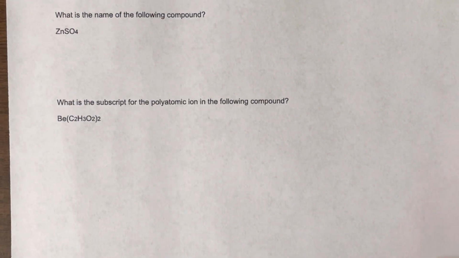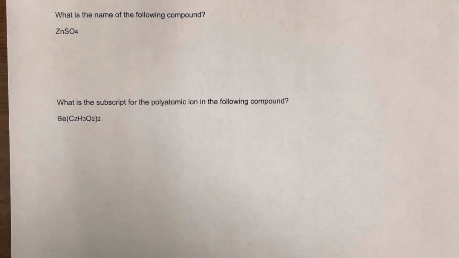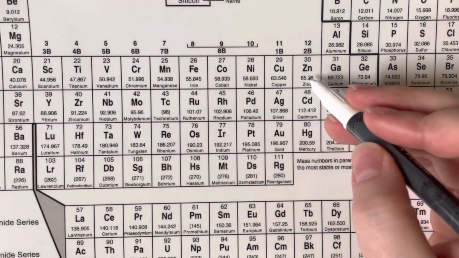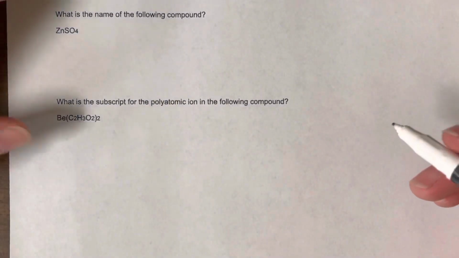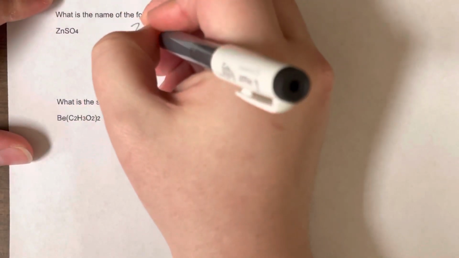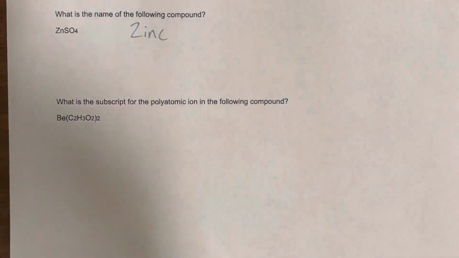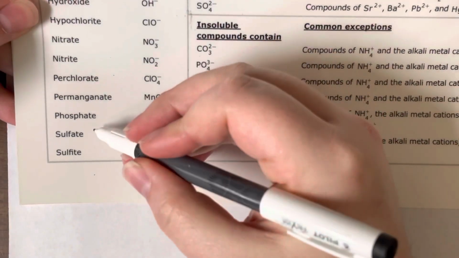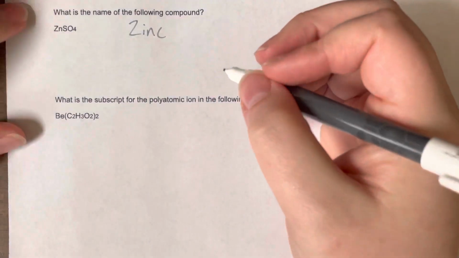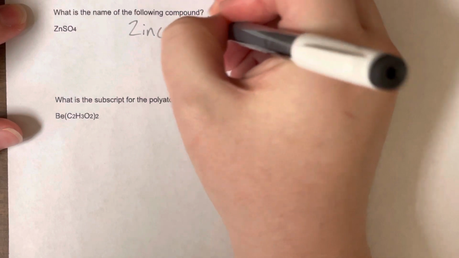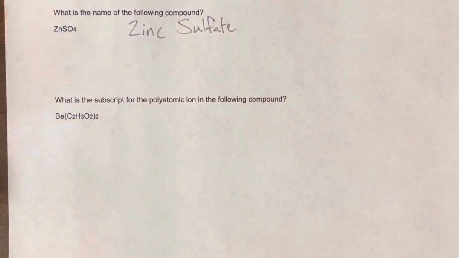What is the name of the following compound? ZnSO4. First, I'll identify my cation. My cation is Zn, or zinc. Zinc is part of the exceptions, which means I get to treat it as a representative metal, so I do not need to find the oxidation state, so I can just say zinc. And then I need to identify my anion. My anion is SO4. SO4 is going to be sulfate. So I just need to put sulfate. And since it's a polyatomic, I don't need to change its suffix. It gets to keep its name.